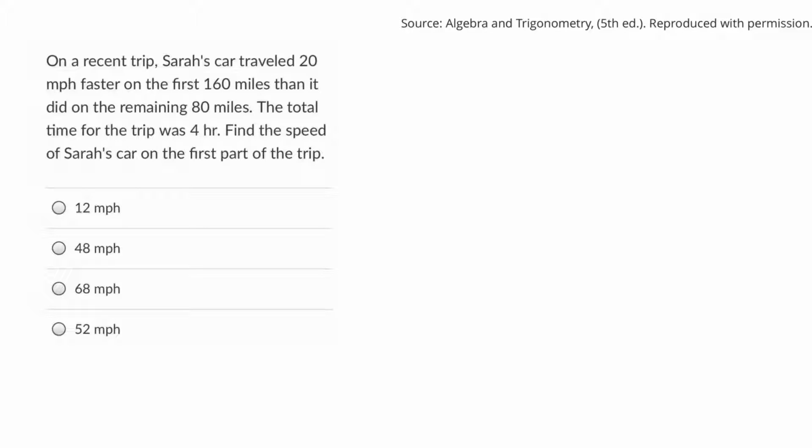All right, here's a question where we're asked to find the speed of Sarah's car on the first part of the trip. Okay, so she traveled 20 miles per hour faster on the first 160 miles than she did on the remaining 80. Okay, I gotta draw this out. So she went 160 miles, and I don't know how fast she went, but she went 20 miles an hour faster on this one than she did on the last 80.